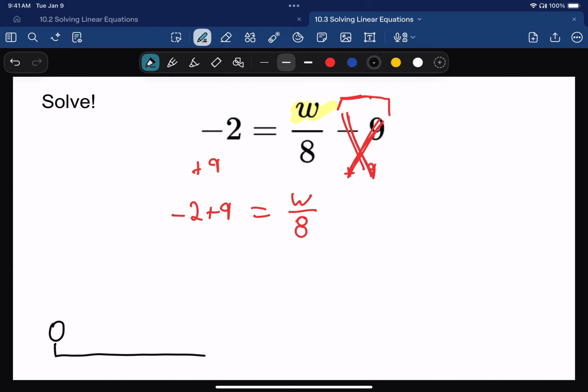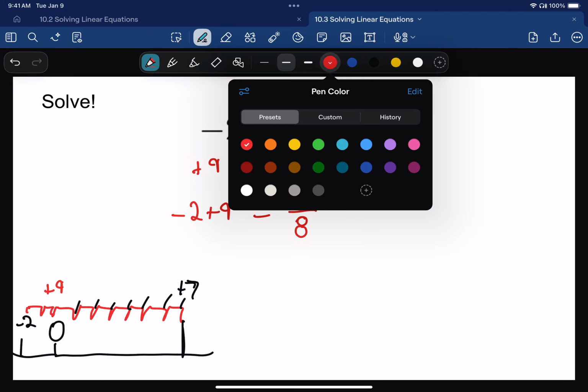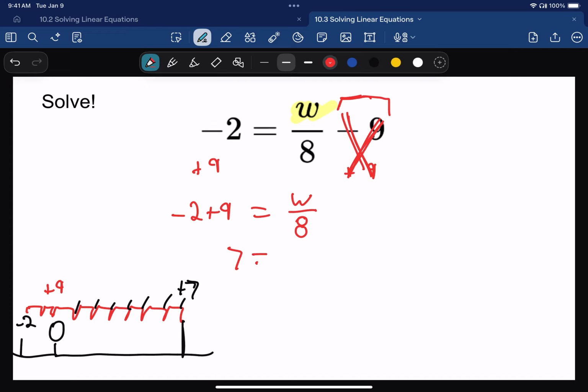Okay. We are at negative 2 already, and we are going to add 9. So plus 9. Which means we're going to go 1, 2, then we're going to go 3, 4, 5, 6, 7, 8, 9, to be right here, and we can see how many of these we have above 0: 1, 2, 3, 4, 5, 6, 7. So this equals positive 7. So negative 2 plus 9 equals positive 7. So 7 equals w divided by 8.